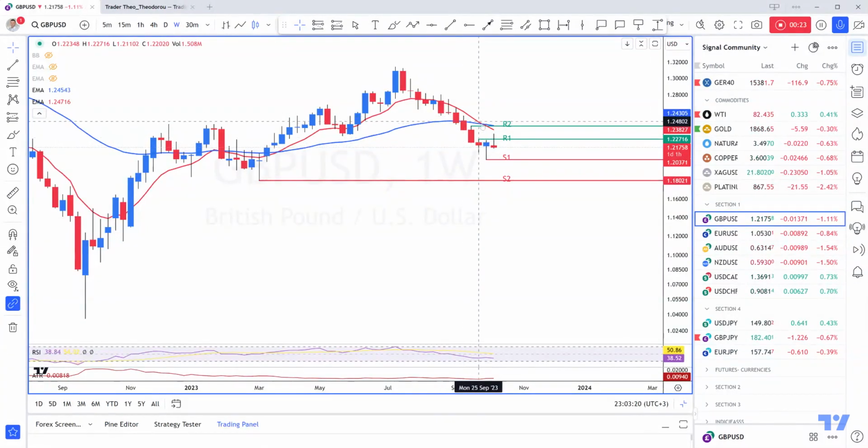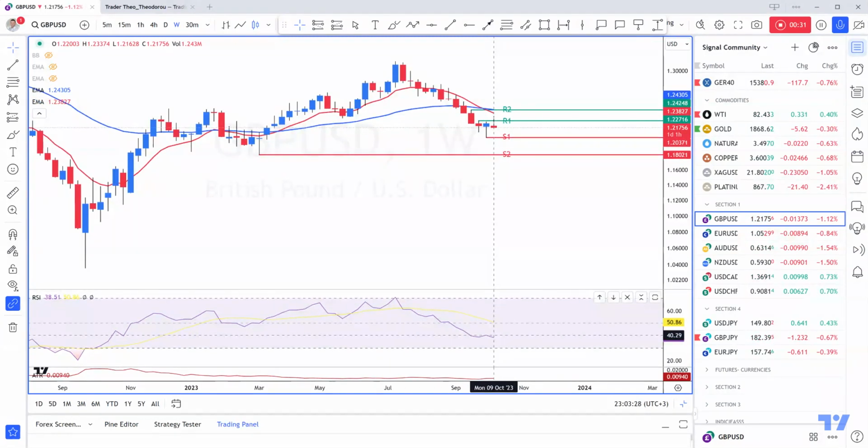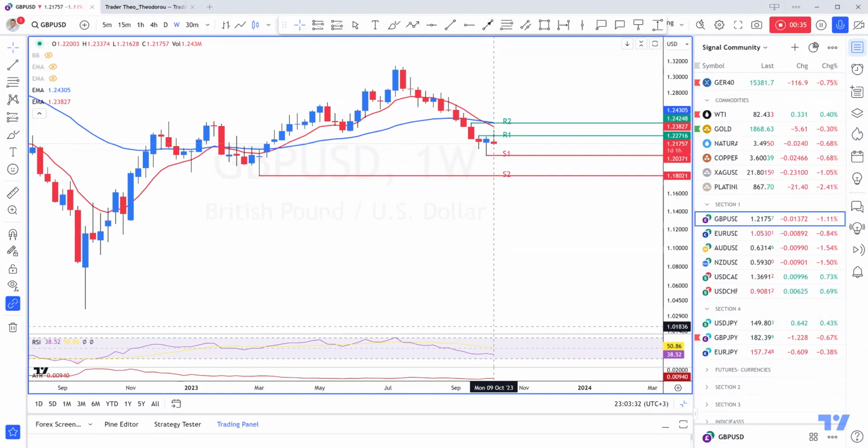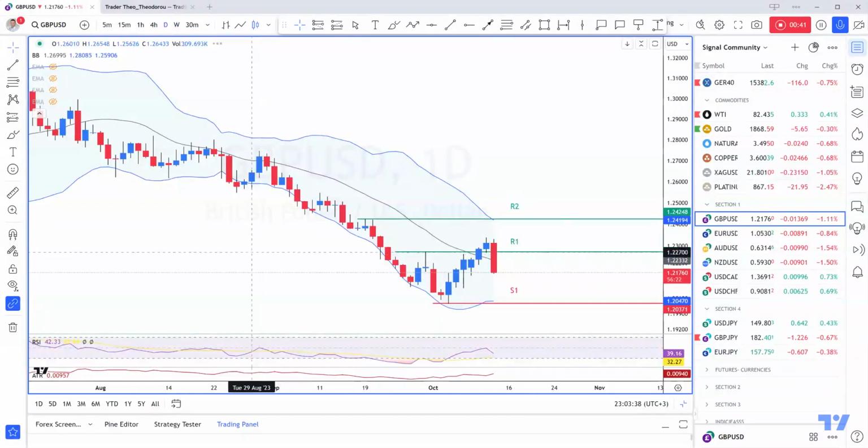Moving averages crossed and they are pointing bearish. Also, the RSI is below 50 and that's bearish, so we have to stick to what the indicator shows rather than what we feel is going to happen in the market. All right, then we move on to the daily chart.